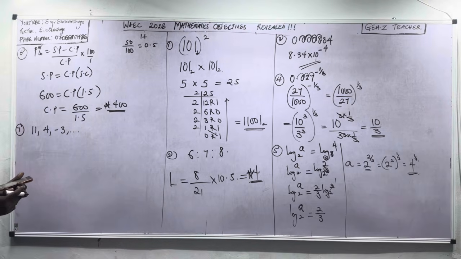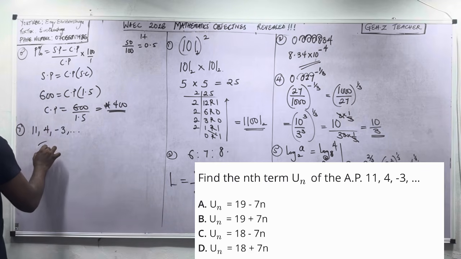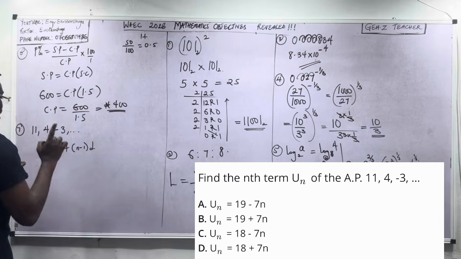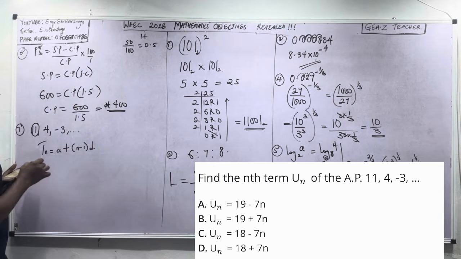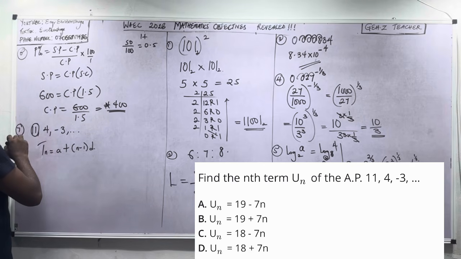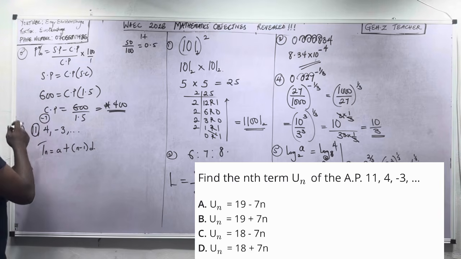Question number 7 says, find the nth term of the AP. This is the AP. Find the nth term. Recall the formula for nth term: Un equals a plus (n minus 1)d. Now our first term in this sequence is 11, and our common difference, 4 minus 11, should be minus 7. So our common difference is minus 7, and our first term is 11.